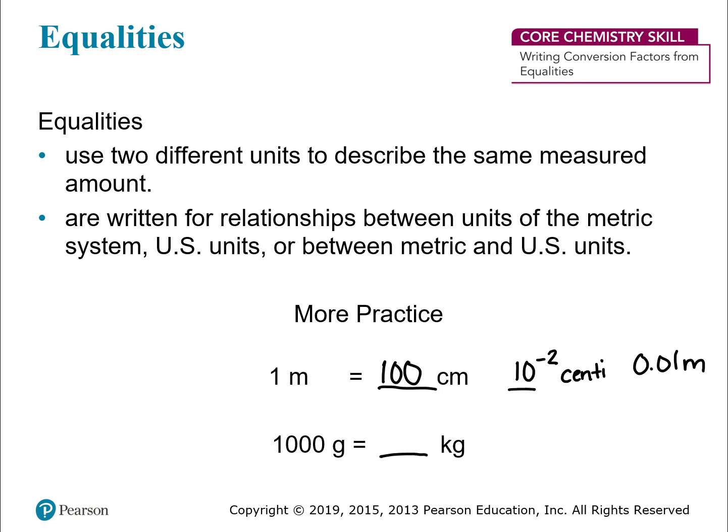1,000 grams is equal to how many kilograms? Well, a kilogram is bigger for sure. And for a kilogram, that's 10 to the third grams, which is equal to 1 kilogram, or 1,000 grams. That's what I was starting to write. So we fill in a 1 here. So you have to learn how to use that chart.